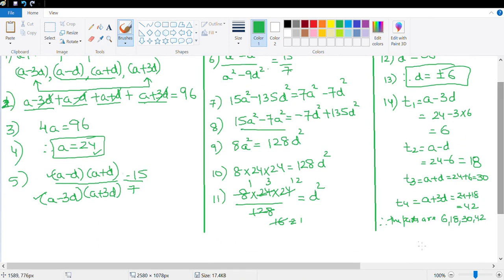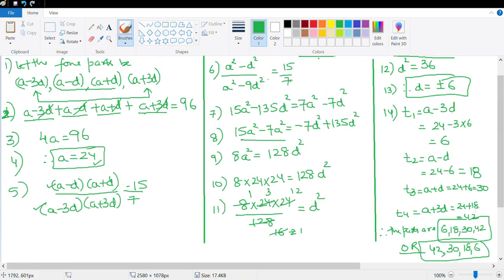Or in case we had a decreasing AP, it would have been 42, 30, 18, and 6. So these are the 4 parts which are there of this question. Perfect. Let's look at the next question.